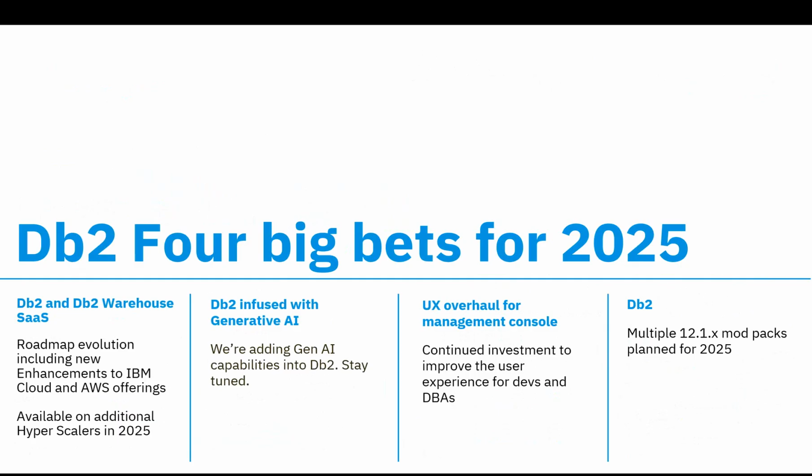In 2025, we continue to focus on the cloud. So roadmap evolution for both of our managed services, both on IBM Cloud and AWS, but you'll also see us looking at other hyperscalers, such as maybe Azure, and how we can get our managed services into those environments. We will continue to focus on Gen AI. And one of the big things is to try and overhaul the data management console with a new user experience as we bring that DB Assistant into it for on-premise. And of course, we will continue to deliver on 12.1 with the number of mod packs planned for 2025.